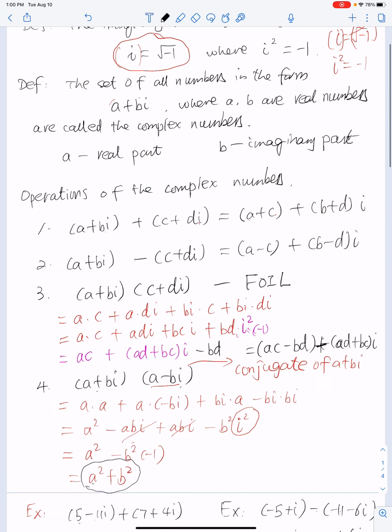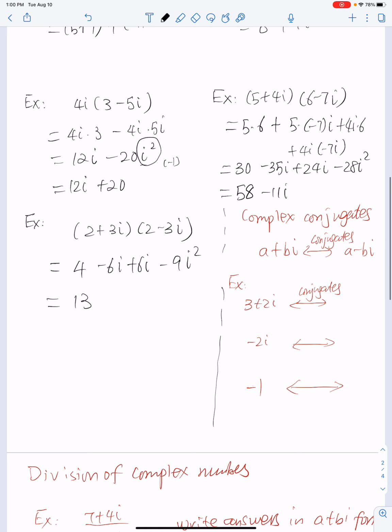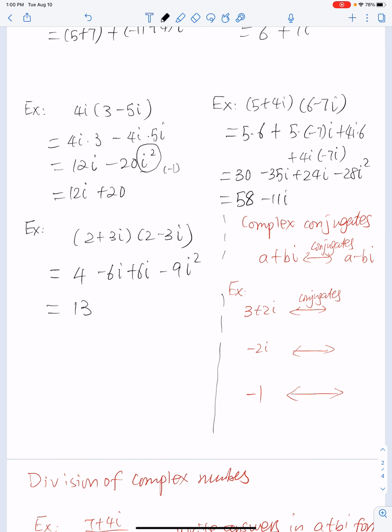Okay, so the conjugate. What does the conjugate mean? A plus bi becomes a minus bi. What happens here? We only change the sign of the imaginary part. Do we touch the real part? No. Okay, be careful. So 3 plus 2i, what will be the conjugate?